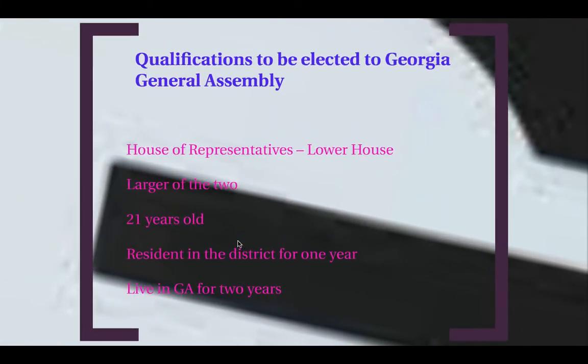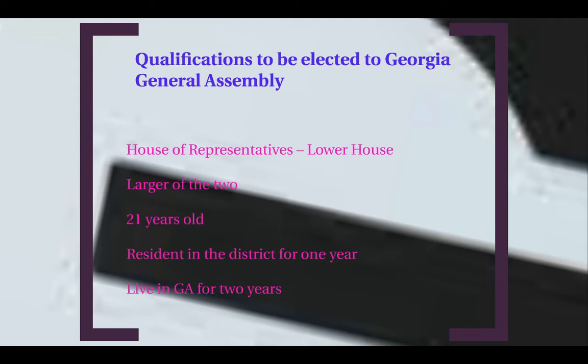Moving on. Qualifications to be elected to the Georgia General Assembly. Now we know that our General Assembly is broken down into 2 houses. One house is the House of Representatives. They call it the lower house. Doesn't mean they're any less powerful, because the House of Representatives and the Senate both are set up in a way to check each other's power to make sure one doesn't have more than the other.